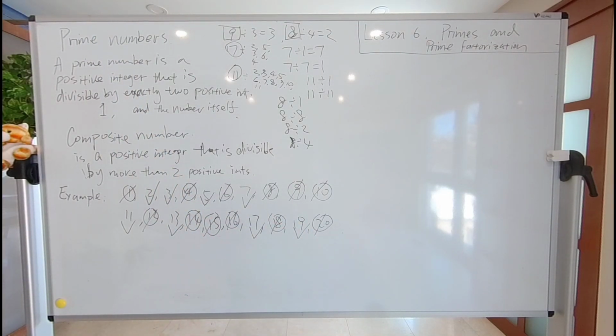So you can use a similar way to check any number, even beyond 20 or beyond 100. This is just a simple example to show you how to look for prime numbers.